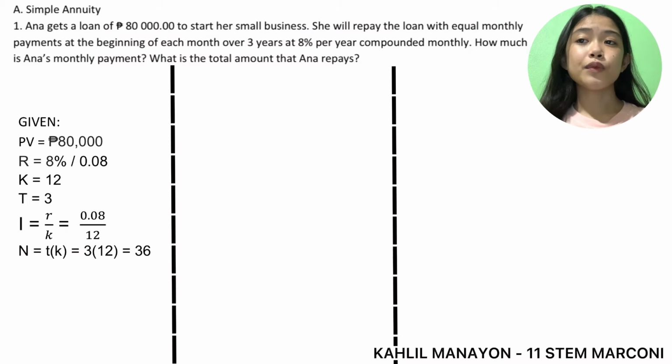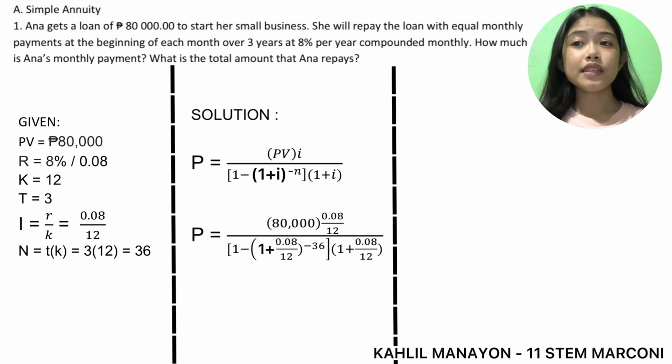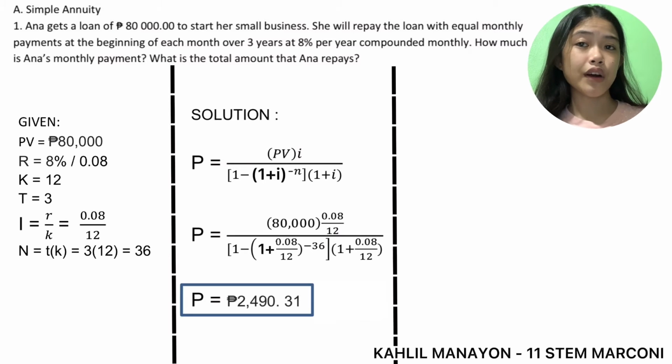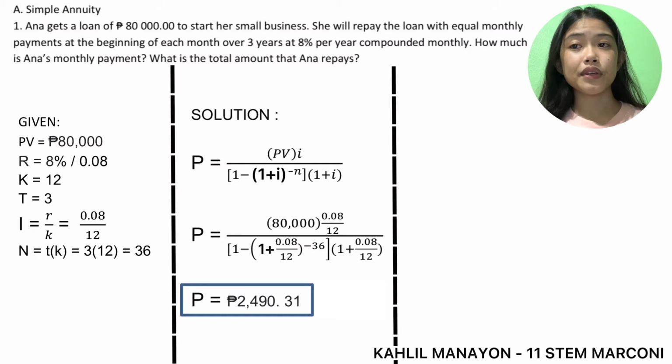This is a simple annuity due because the payment was made at the beginning of each payment interval, and the compounding period is equal to the payment interval. So the formula we are going to use to find Anna's monthly payment is P equals present value multiplied by I over 1 minus quantity 1 plus I raised to the power of negative n, multiplied by quantity 1 plus I. We input our values, and after calculating, we get 2,490.31. Therefore, Anna's monthly payment is 2,490.31 pesos.